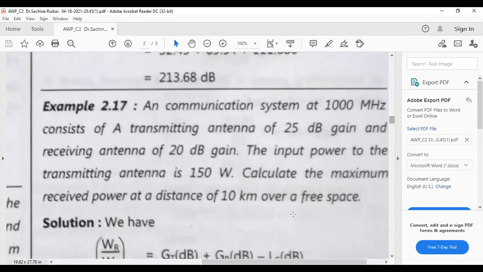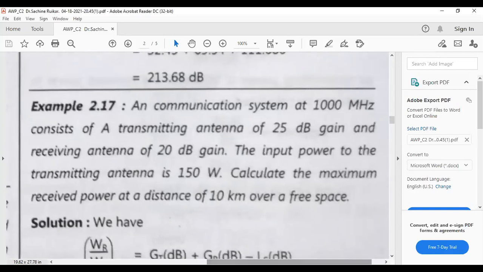This is also somewhat a different numerical as compared to the previous one. Just note down: a communication system at 1000 megahertz consisting of a transmitting antenna of 25 dB gain and a receiving antenna of 20 dB gain. The input power to the transmitting antenna is 150 watt. Calculate the maximum received power at a distance of 10 kilometers over free space. Here they have given many parameters.